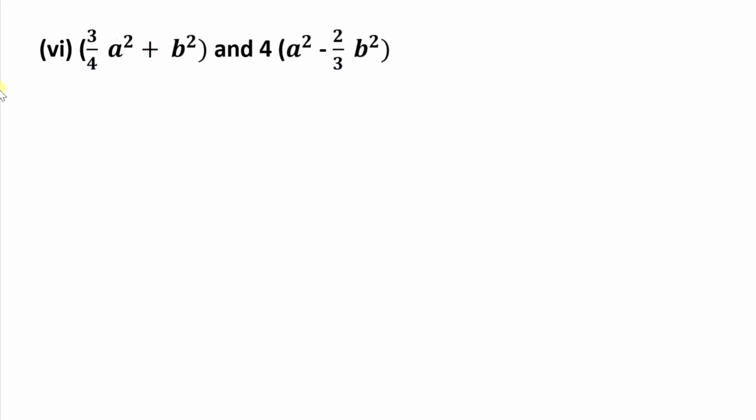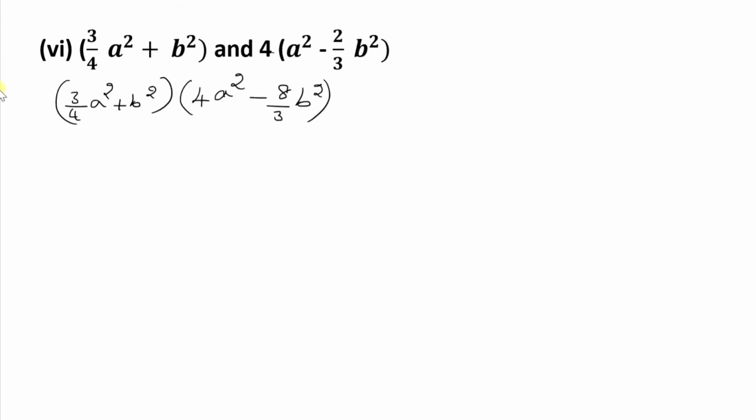So let's consider the next problem. 3 by 4 a square plus b square. I'll write the sum. 3 by 4 a square plus b square into 4a square minus 8 by 3 b square. So this is the sum.